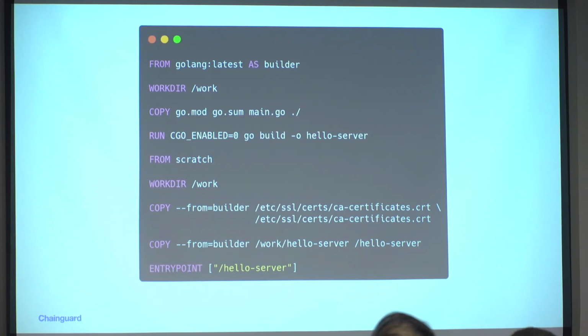There might be a couple other smaller ones. It's just enough with a glibc runtime to be able to load an ELF executable. That's really all that image can do. You're copying in some CA certificates as well. Maybe your application is doing some TLS stuff, so you want to have some certificates in your trust store. And then you're copying your built binary into your final image, setting your entry point.